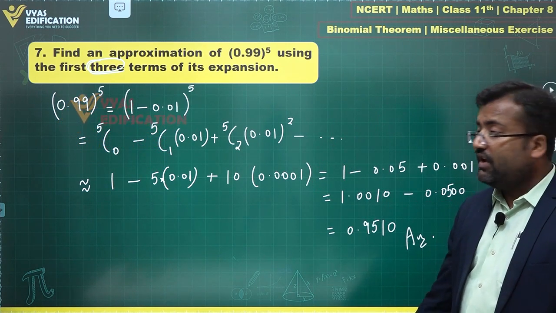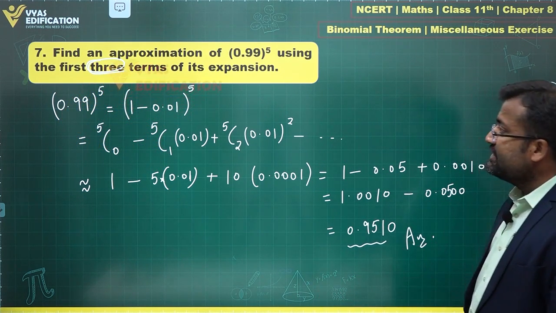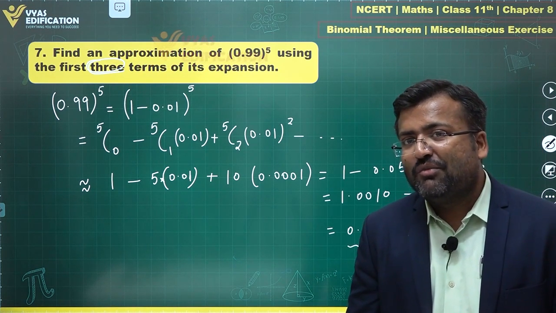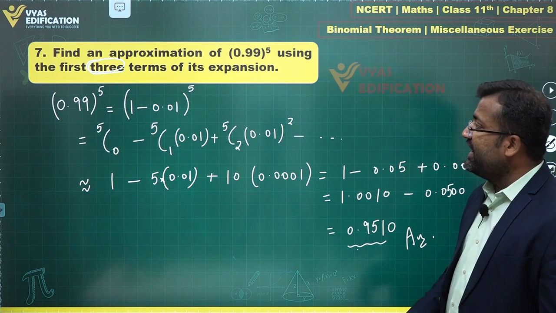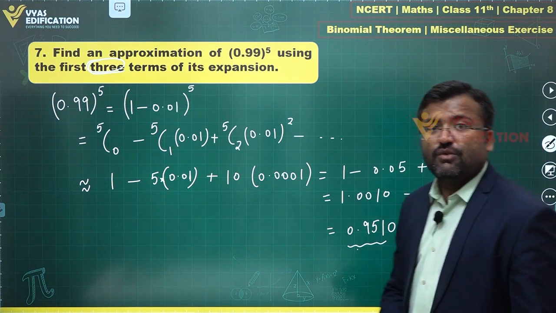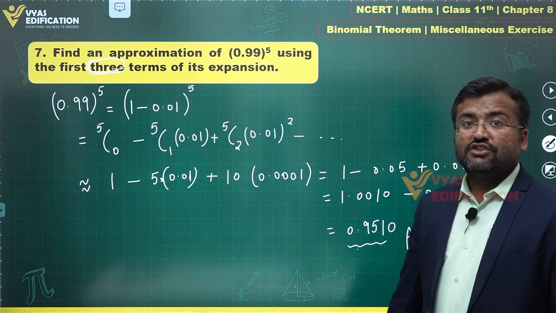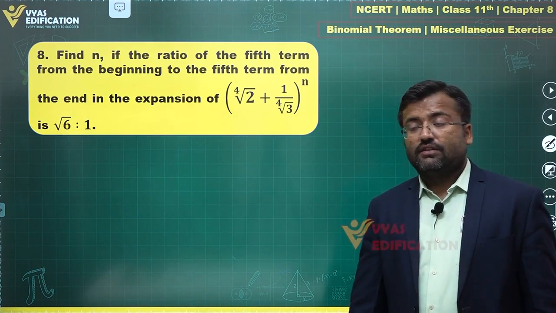0.99 power 5 is approximately equal to this. And before you studied binomial theorem, this was very difficult to estimate, right? Right now, it's become very easy to estimate this expression over here. Is that all? Yes. That's all in this question. Let's solve this question. What does the question say?